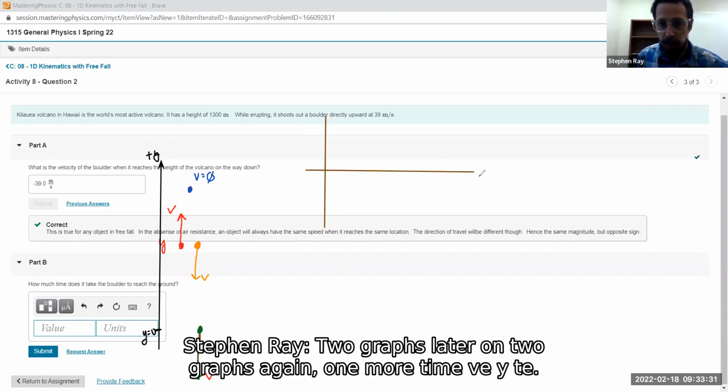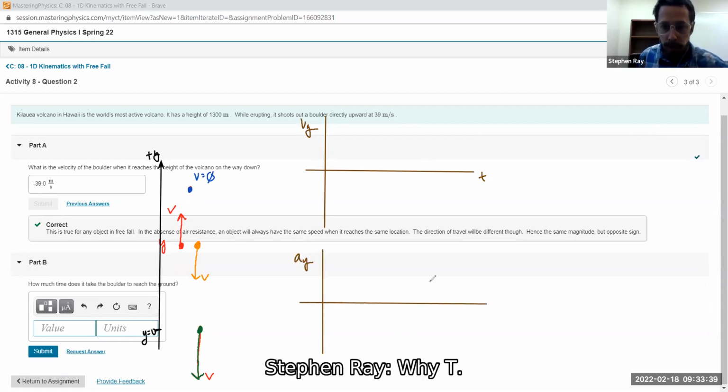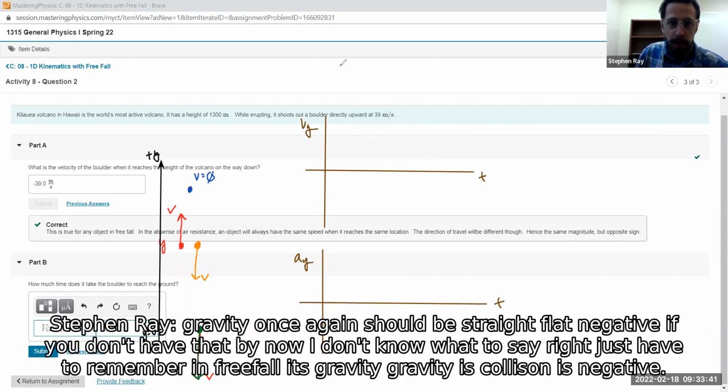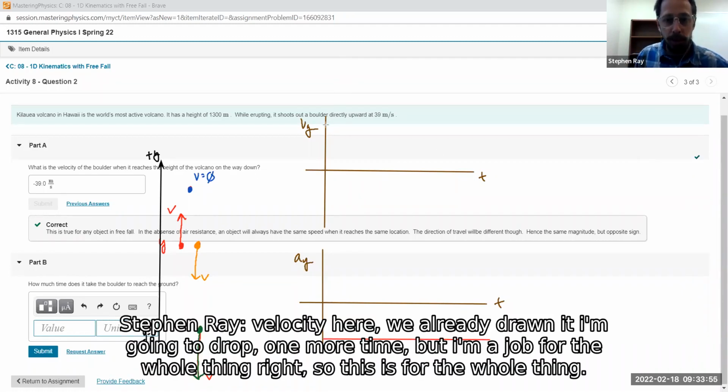V, Y, T. A, Y, T. Gravity, once again, should be straight, flat, negative. If you don't have that by now, I don't know what to say, right? You just have to remember in free fall, it's gravity. Gravity is constant and it's negative, okay? Velocity here, we already drew it. I'm going to draw it one more time, but I'm going to draw it for the whole thing.